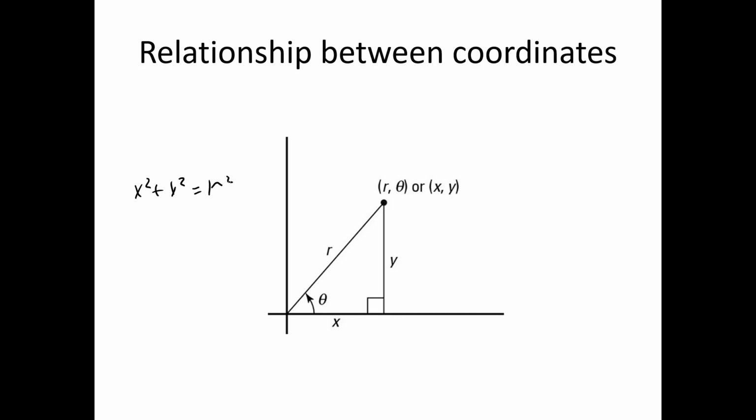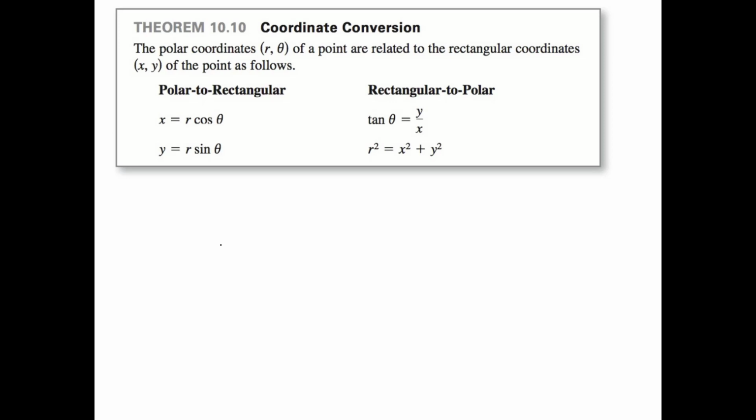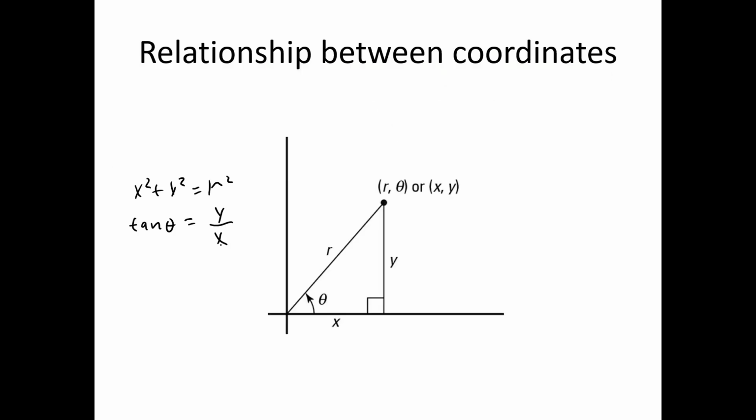And then you can use the tangent function. The tangent of theta is the opposite over the adjacent, y over x. It really doesn't matter if you're not in quadrant 1, the tangent of the angle is still the y coordinate over the x coordinate. And so this relates y, x, and theta. From these two, we have these results. The polar coordinates r, theta of a point are related to the rectangular coordinates x, y of the point as follows. To go from polar to rectangular, I'm sorry.